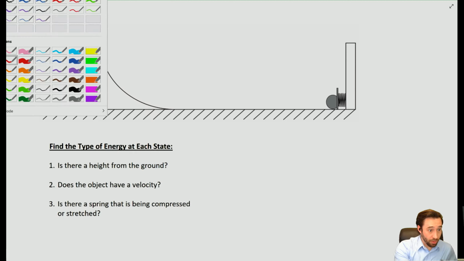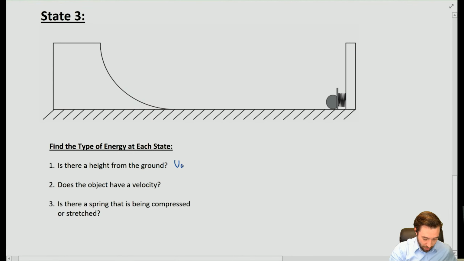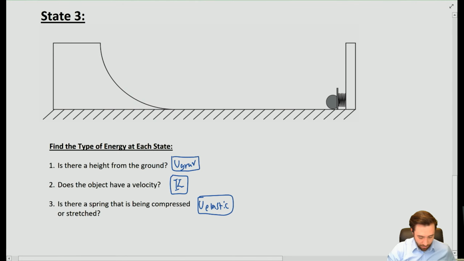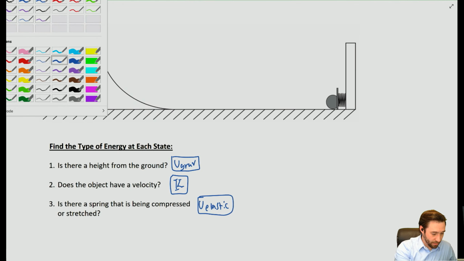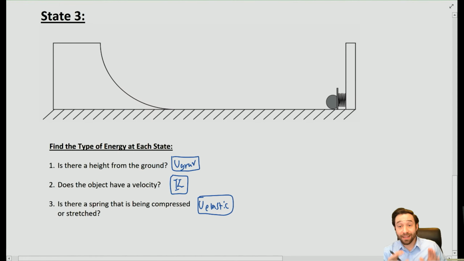So I'm going to go back in here. So this is going to be U grav, kinetic, and U elastic. I should have written that before class to save some time. All right, so at state 3, is there a distance or a height from the object to the ground? Again, remember this line down here is the ground. And the object is sliding across the ground, so there is no distance between them. So no, there is no gravitational.